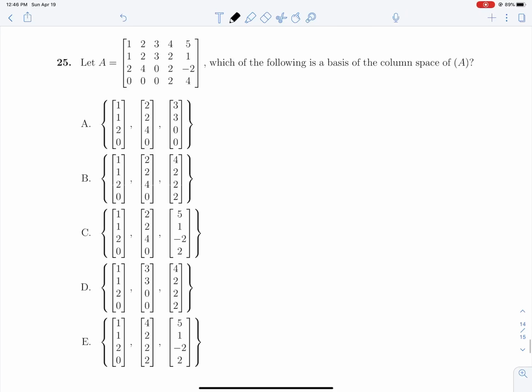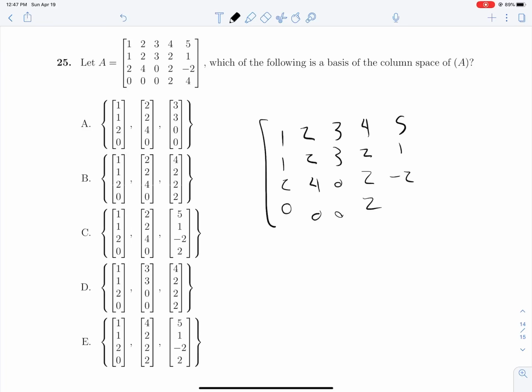And if A is this huge matrix here, which of the following is a basis for the column space? Let's row reduce this, find which columns have pivot positions, and then come back up here and make a set out of those pivot columns. So we have 1, 1, 1, 1, 1, 2, 0, 2, 2, 4, 0, 3, 3, 0, 0, 4, 2, 2, 2, and 5, 1, negative 2, 4. And we're row reducing all of this.